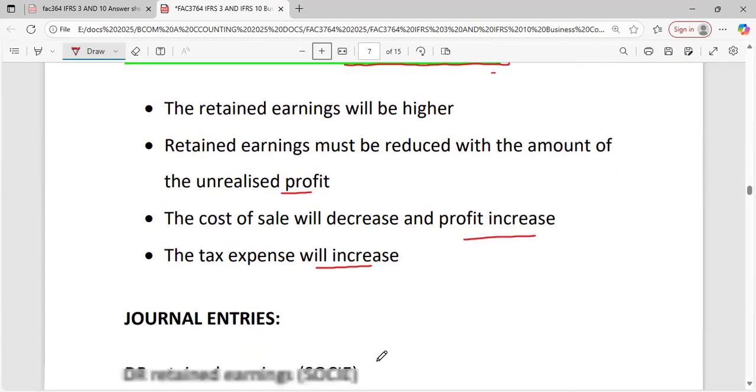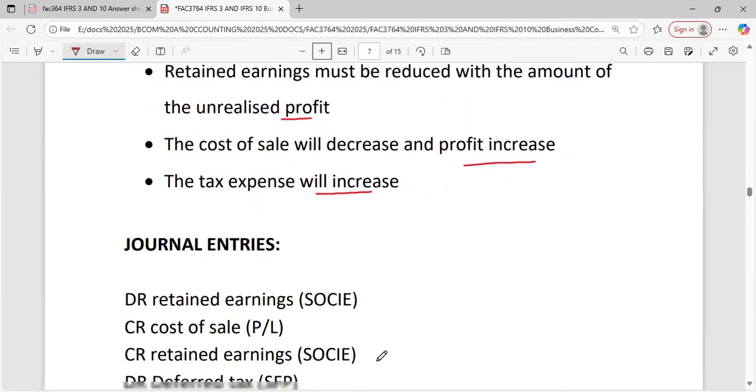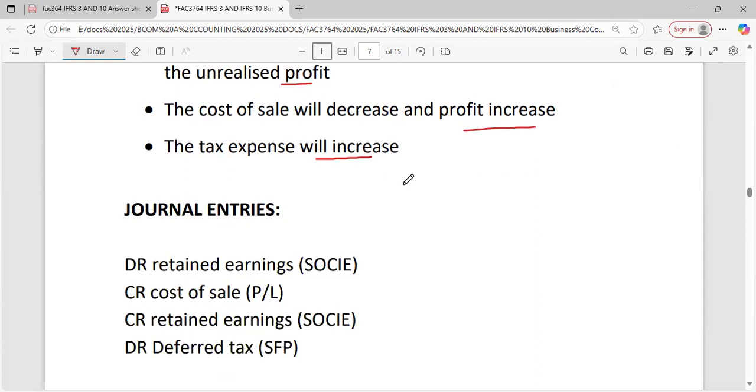So what happens here, let me just go to the journal. There's something that I want us to note. So what happens here when you have unrealized profit in closing inventory, right? There's a difference that you guys need to take note of here. Unrealized profit in closing inventory. You are going to reduce your retained earnings and you are going to reduce your cost of sale. Why do we reduce the cost of sale? It's because we want to increase at the end of the year.